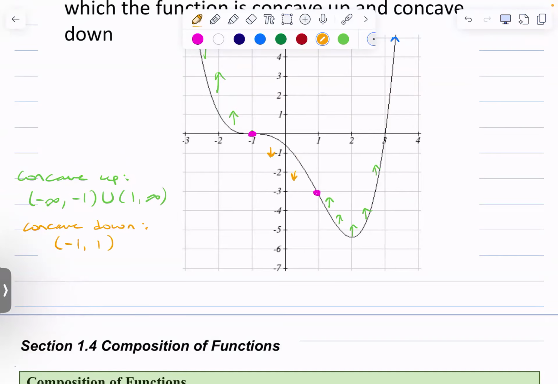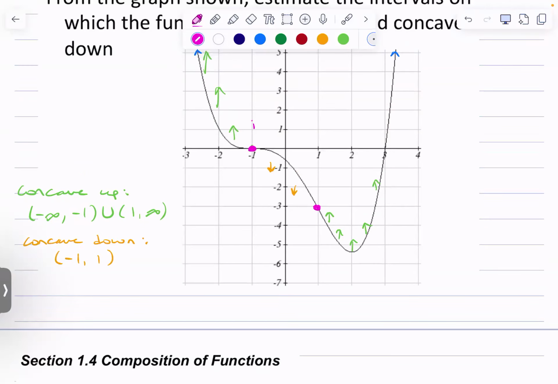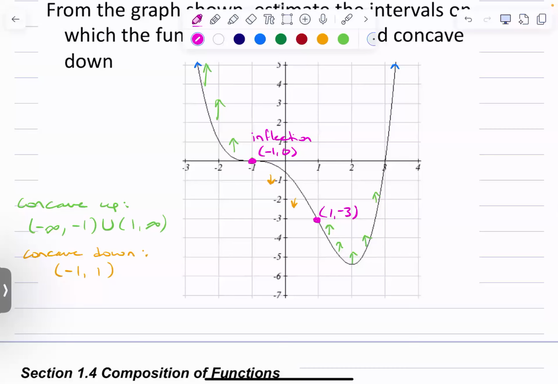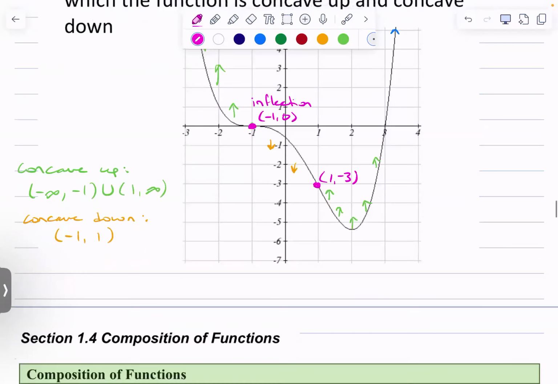And you have your inflection points. Inflection at -1, 0, and at 1, -3-ish. I did kind of fudge that one. It's a little bit off, but something reasonable. Nice. A lot of terminology, but you take a step back they all kind of make sense. I hope.